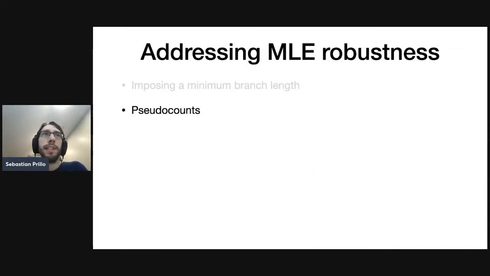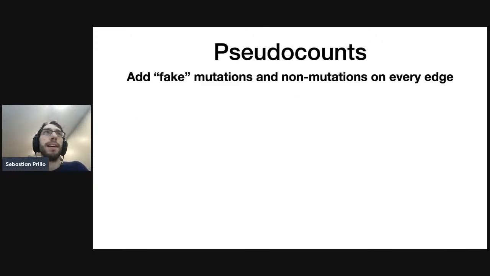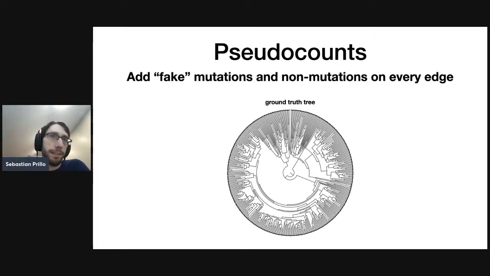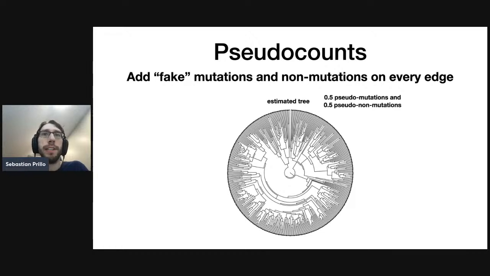Another way to regularize the MLE, which is also really, really simple, is to add pseudocounts to the data. I won't go into the math, but it's really simple and intuitive: we just add fake mutations and non-mutations on every edge of the tree. So if, again, this is a grand truth tree, and you run the MLE using pseudocounts, specifically 0.5 pseudo mutations and 0.5 pseudo non-mutations, then you're going to see that all these edges that were previously 0 are no longer 0, because we have these fake mutations that force the edge to have a non-zero length. Just toggling back and forth, you see that this effect is now gone. In this case, it seems a little bit stronger than for the minimum branch length, but these are all parameters that one can play with.